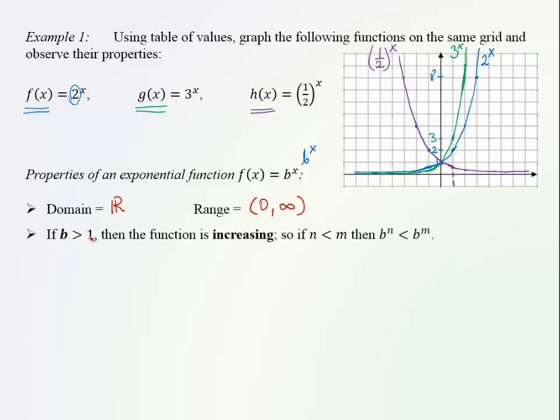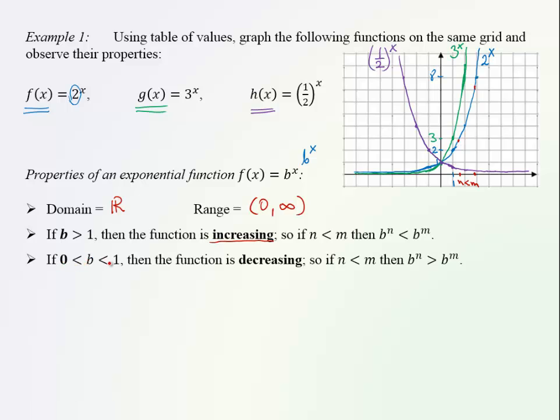Next, if the base is bigger than 1, for example, functions f and g, the blue and green, the function is increasing. So we have an increasing function. What does it mean? It means that if n is smaller than m, then b to the n is smaller than b to the m. If I choose 2 points on the number line, let's say here and there, n and m in the increasing order, then the values of those functions will be increasing as well. This one is higher than that one.